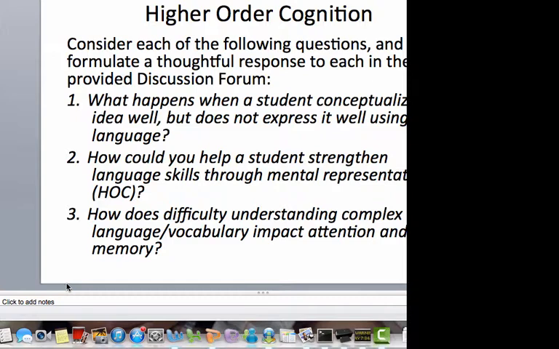The next prompt is, how could you help a student strengthen language skills through mental representation? And if you'd like, you're welcome to go back to the information we presented on higher order cognition and mental representation to support your thinking around this. And finally, the third question is, how does difficulty understanding complex language or vocabulary impact attention and memory? And that question is really designed to bring back in some of what you learned in Course 2 and start making connections across multiple constructs so that we can think about the ways they interact to give us a bigger picture or a more developed picture of student learning in the classroom.